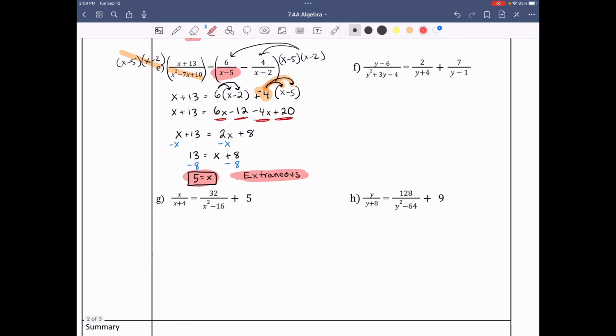All right, I would like you to work on F in your groups, and then we'll come back and do G. And if we have time, maybe H.